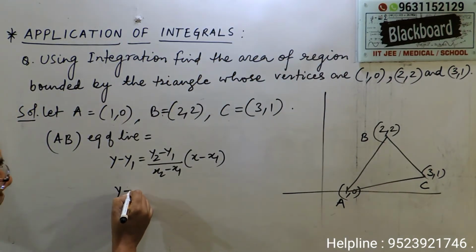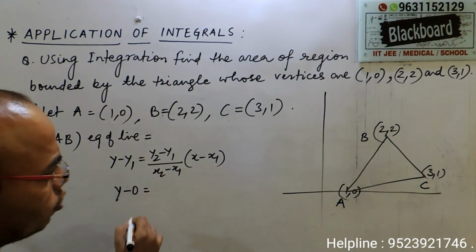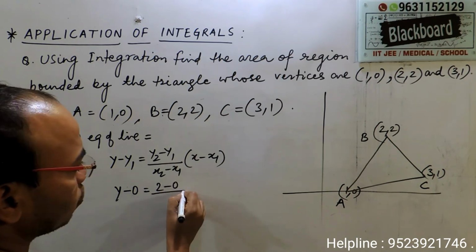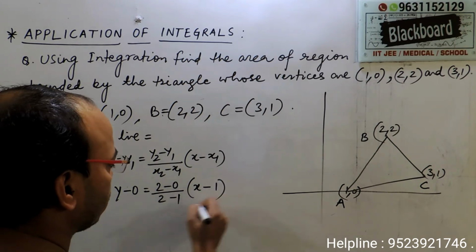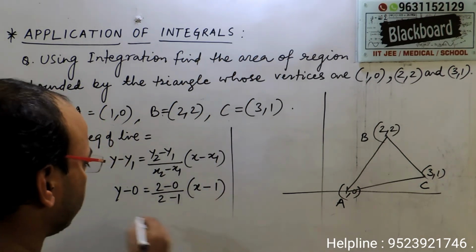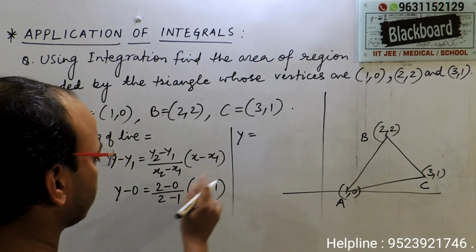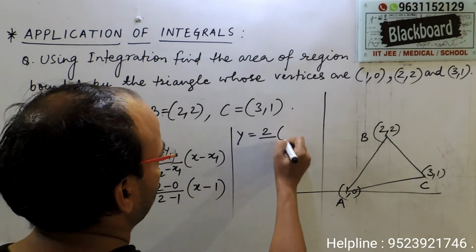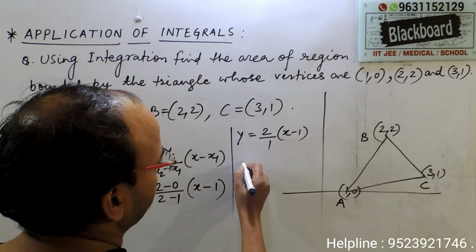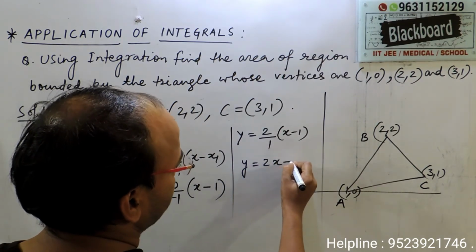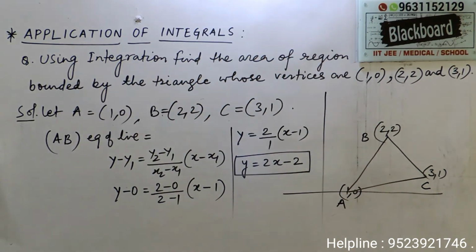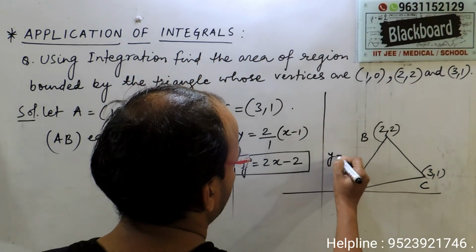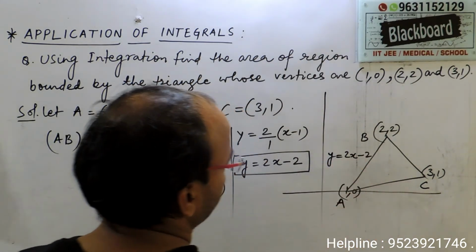That means you can write y minus 0 equals (2 minus 0) by (2 minus 1) times (x minus 1). That means y equals 2 by 1 times (x minus 1) by 1. That means the equation is 2x minus 2. This is the equation of AB: y equals 2x minus 2.